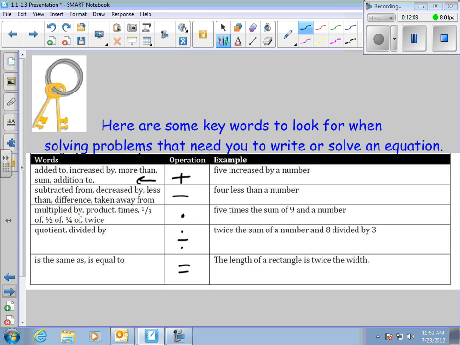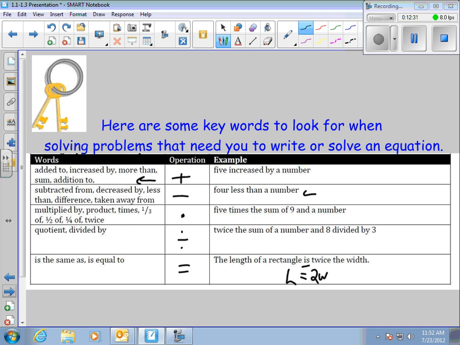The length of a rectangle is twice the width. So length of the rectangle is my equal sign, equals twice the width. So that would be 2w. That's one way to do it.